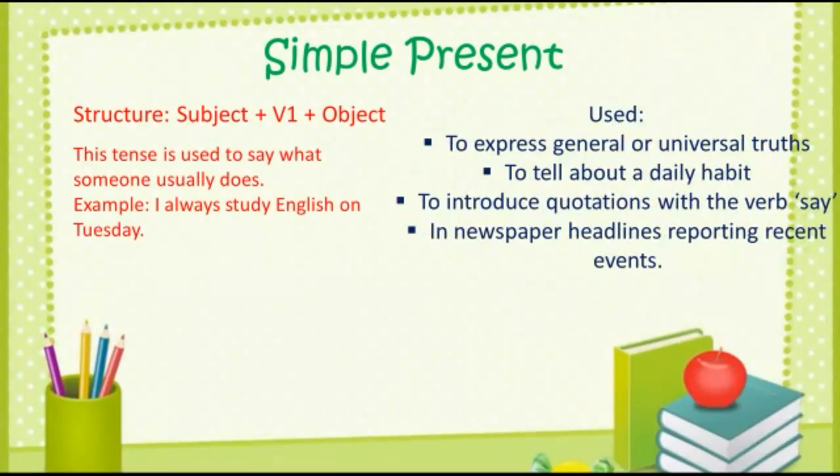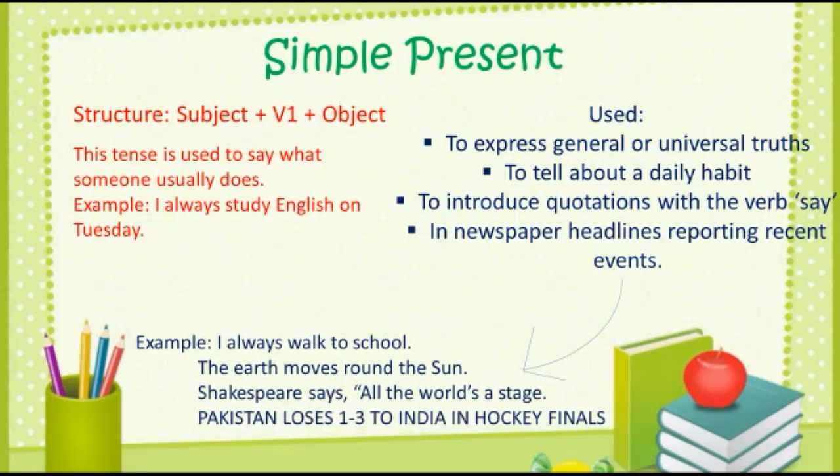These are the uses: to express general or universal truths, to tell about a daily habit, to introduce quotations with the verb say, and in newspaper headlines reporting recent events. For example, I always walk to school. So it's a general thing, a daily habit. The earth moves round the sun. This is a universal truth; it can't be changed. Shakespeare says, all the world's a stage. Now here we have introduced a quotation with the verb say.